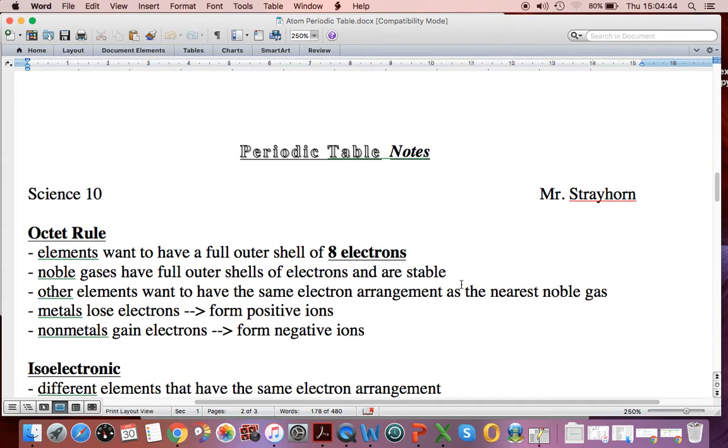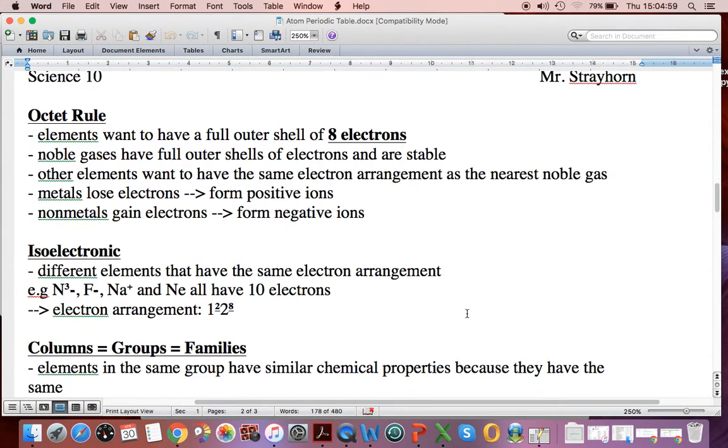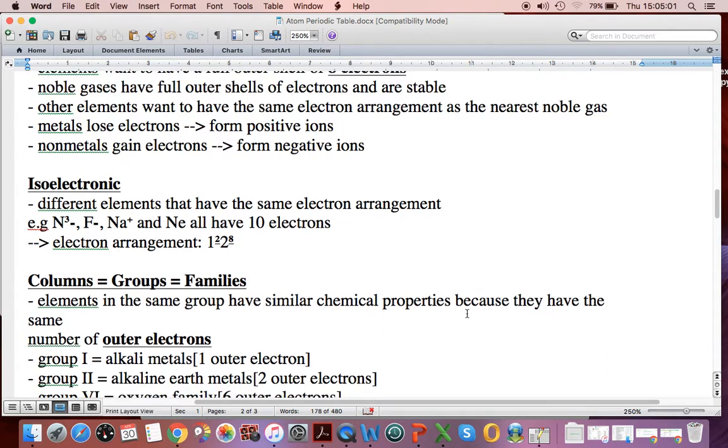You should know that metals lose electrons to become stable and form positive ions, and nonmetals gain electrons to become stable and form negative ions. A noble gas is already stable and therefore will not form ions readily. You should know what the word isoelectronic means.